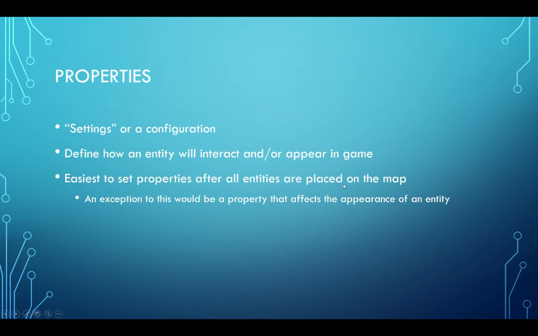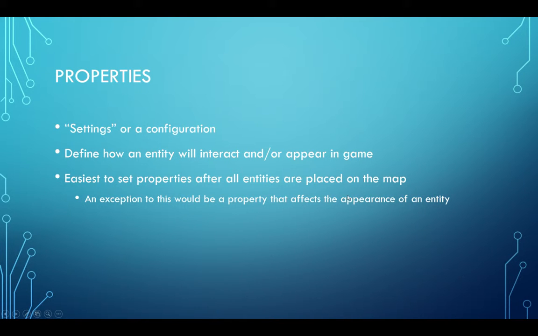So properties, what are they? Well, they are pretty much your settings for everything that an entity requires. So pretty much like you're configuring each entity. It all has its own configuration. They define an entity. They define how an entity will interact and or appear in the game. So an example would be a switch can have different ways that it can appear on the screen. So those would be your different properties of the switch, or how it'll interact with other entities on the map, or how a signal block is defined. That's all a set of its own properties.